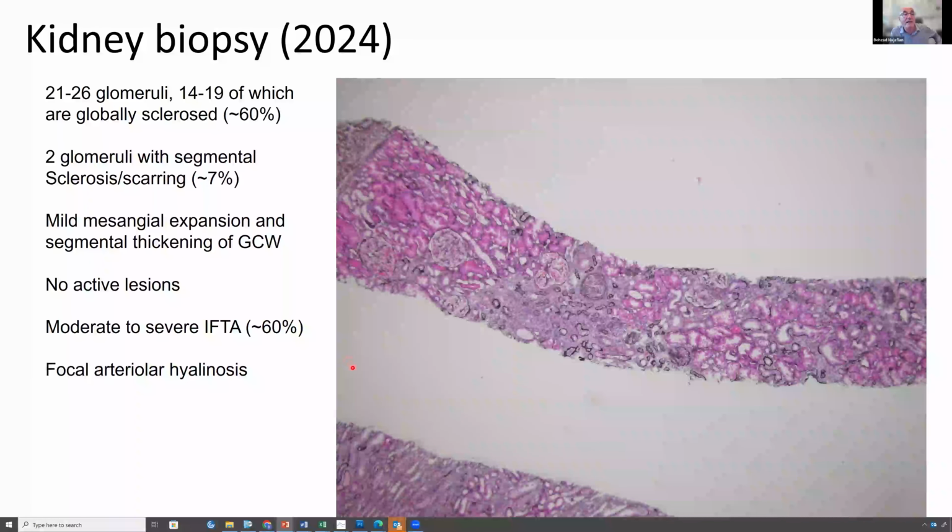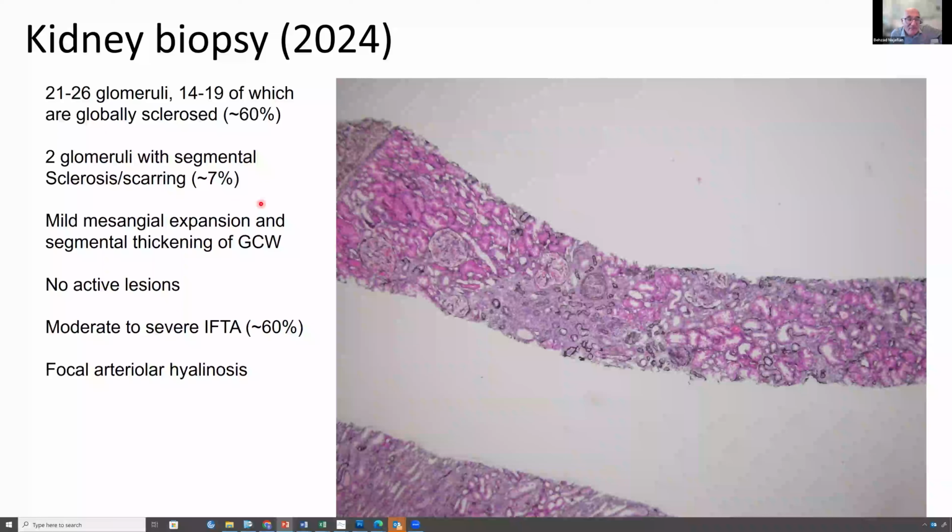So this is the second biopsy that was done, and as you can see, nice biopsy core. Still significant chronic injury. We had 21 to 26 glomeruli, and this time even more of them are globally sclerosed, about 60%. Still, we had segmental scarring. Two glomeruli had segmental sclerosis, corresponding to about 7%.